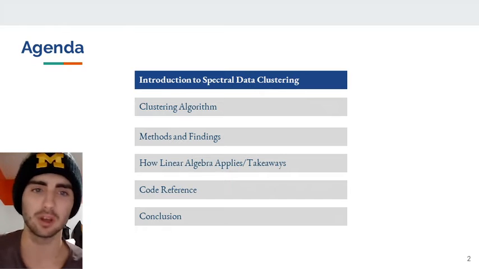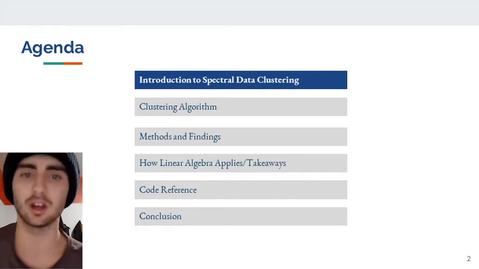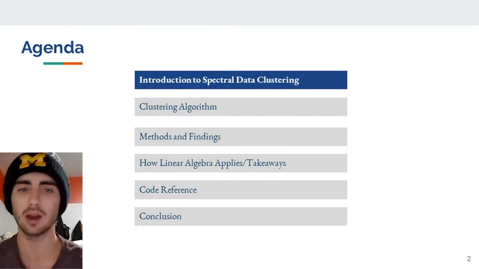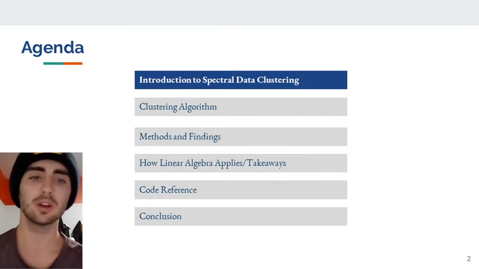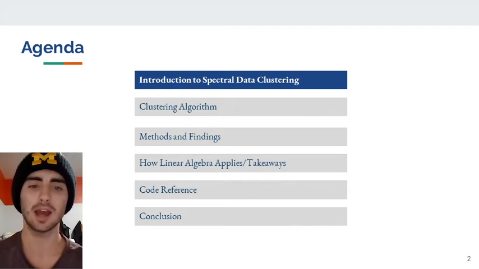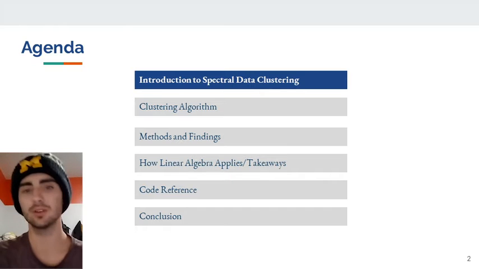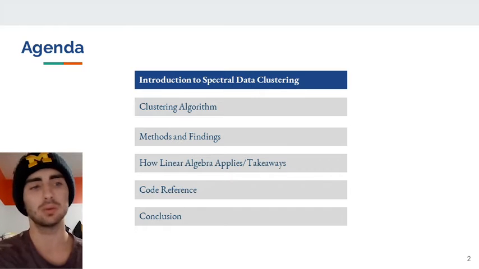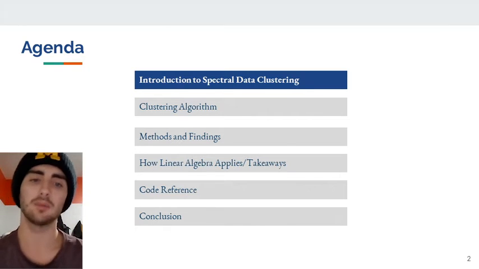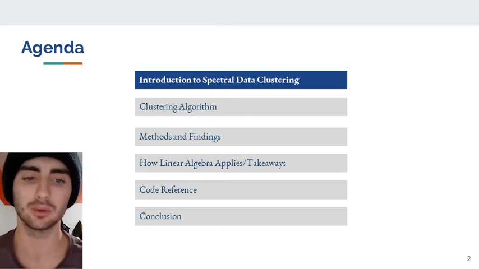Before we jump in, we're going to go over the agenda of what we're going to be covering throughout this presentation. First and foremost, an introduction to what spectral clustering actually is. We'll follow that up with clustering algorithms and how we came up with all of the data. Thirdly, the methods and findings and the process of how we broke this whole project down. We'll follow that up by how this linear algebra applies to this practical project, as well as the takeaways that we got and how we're going to apply them in our professional careers. Then we'd like to show you the code that we put together, which hopefully will help you visualize how we were able to get our results. And then we're going to finally go through our conclusion.